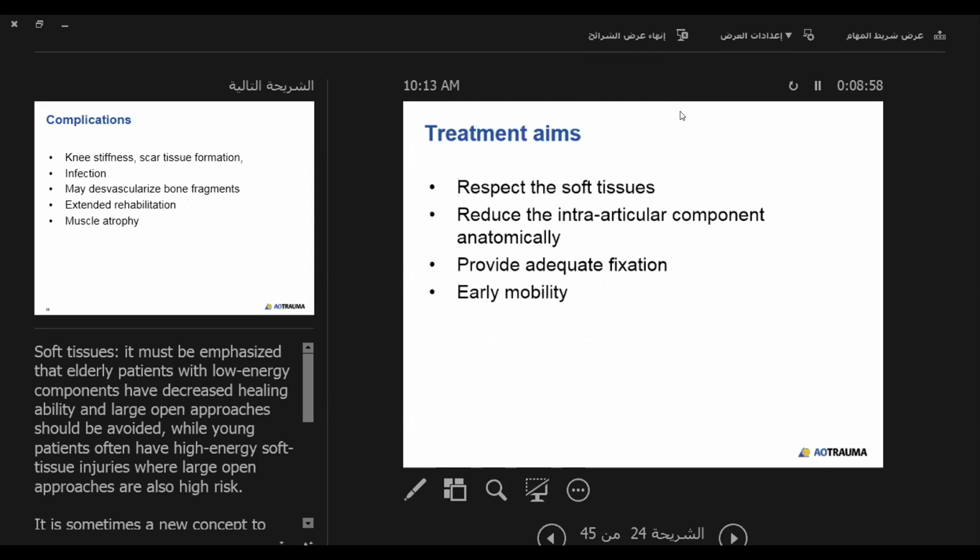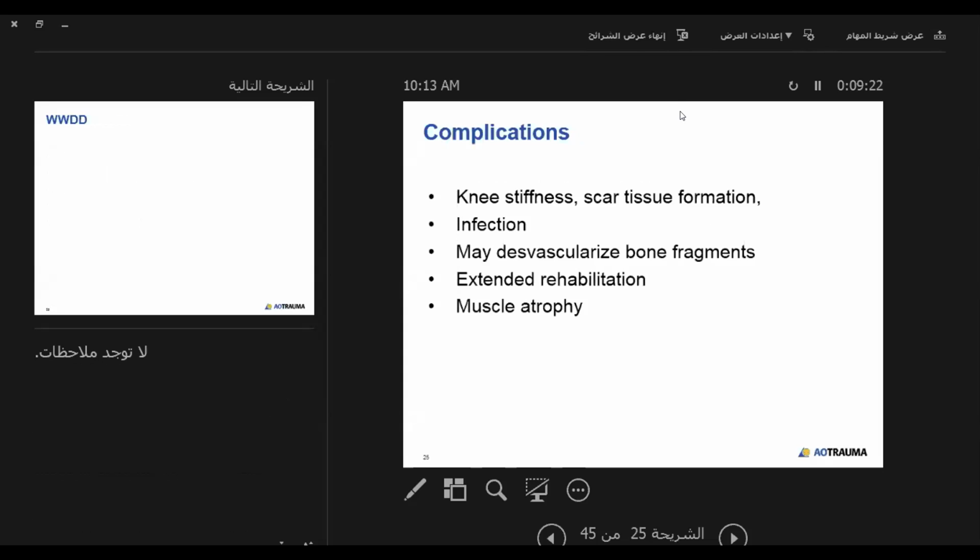Our treatment aim is always to respect the soft tissues, but when you have a neglected case such as my case, you cannot do much for the soft tissue as you can when you diagnose it earlier. We should reduce the intra-articular component. We have absolute stability, and we should provide early mobility for this patient.